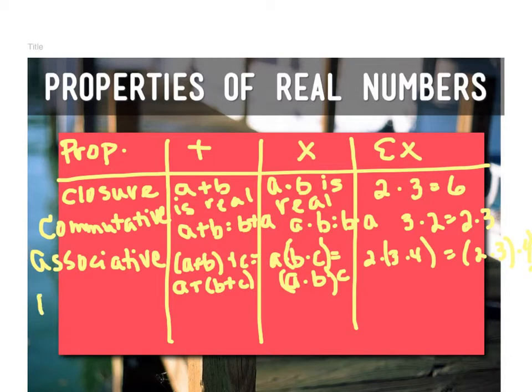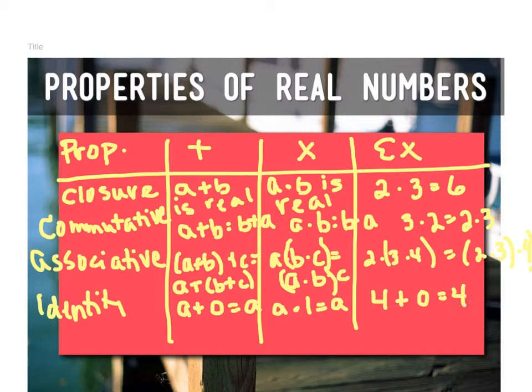Alright, the next to last one is identity. Identity is different for each of these. So in order to retain the identity in addition, you have to add 0. In order to attain the identity in multiplication, you have to times by 1. But notice that in both cases you get A. So an example would be like 4 plus 0 equals 4. Or I could have done 4 times 1 equals 4.